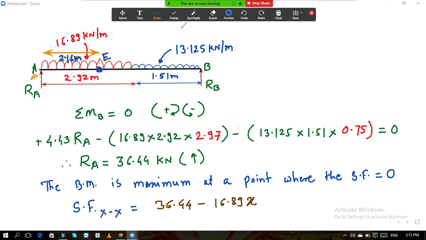But see here, you should not consider the span of the UDL as 2.92 because our point is here and we are considering the left hand side equilibrium. So whatever UDL is present on the left hand side of this point, that must be considered for the calculation. This UDL we are not going to consider. On the left hand side, what is the length of the UDL now? It is again 2.16 meter.